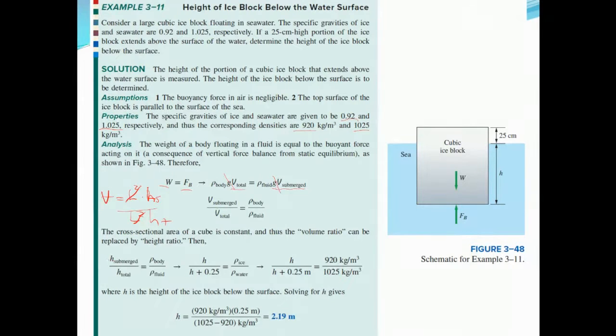So the submerged height is h, and the total height is h plus 25 centimeters, which we converted into meters. This equals the density of ice, which is the body, over the density of the fluid, which is water, 920 over 1050. So from here we can make h the subject of the formula, which is 2.19 meters. You can imagine, this is the height submerged, 2.19 meters, while the height floating on water that we can see is 0.25 meters.